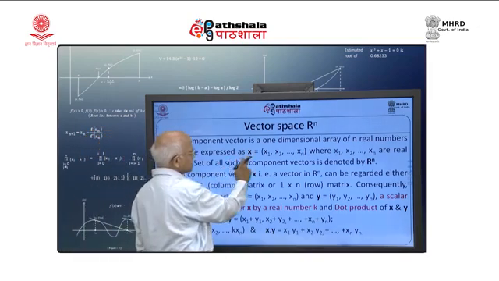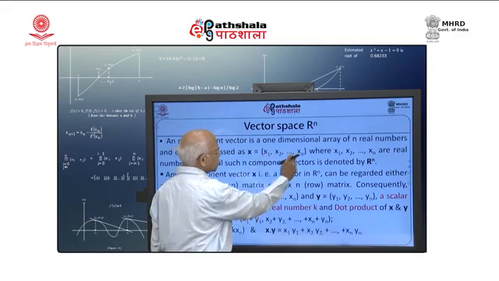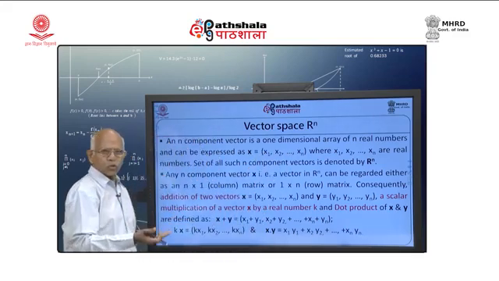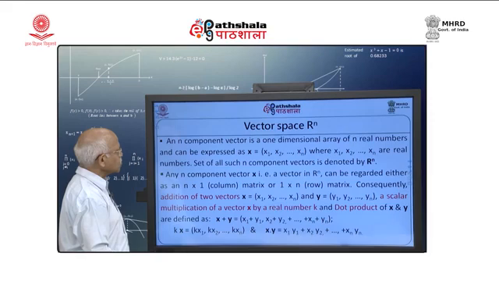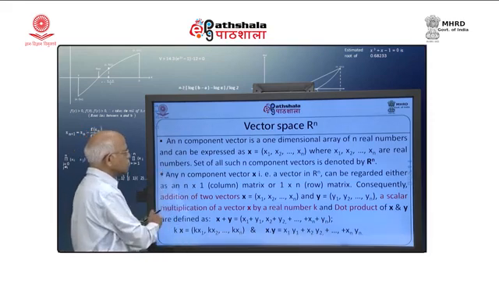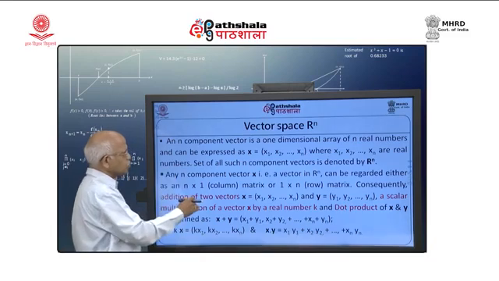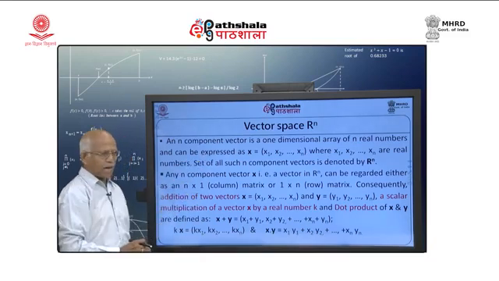So, any vector representation is like this. These are the components. It is similar to a row vector in the matrix. So, x bar equals x 1, x 2, x 3, ..., x n, where x 1, x 2, x 3, ..., x n are real numbers, and the set of all such n component vectors is denoted by R n.